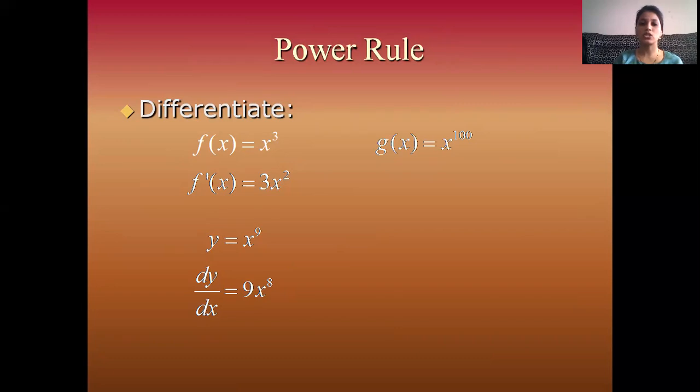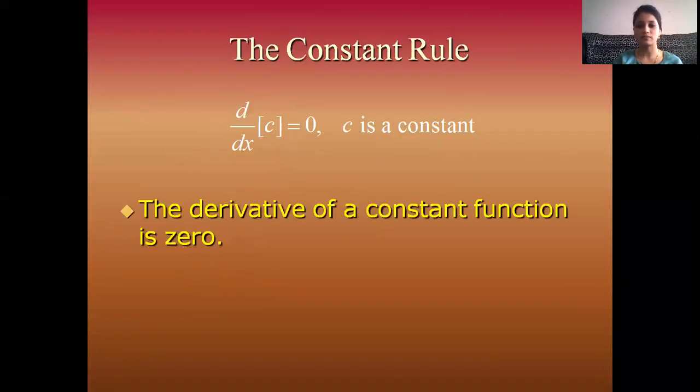Third example, g of x is equal to x raised to 100. Here the value of n is 100. Apply the derivative on both sides. Derivative of g of x is g dash of x, and derivative of x raised to 100 is 100 x raised to 100 minus 1, that is 99.